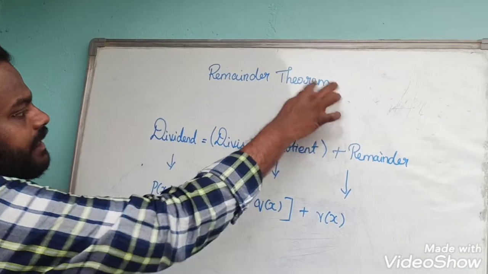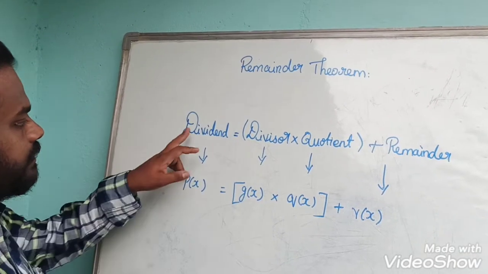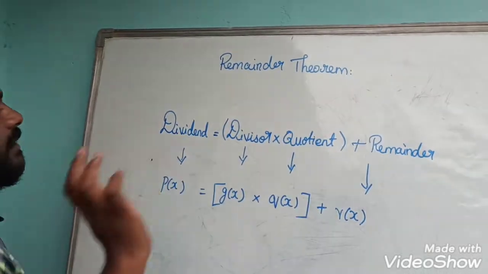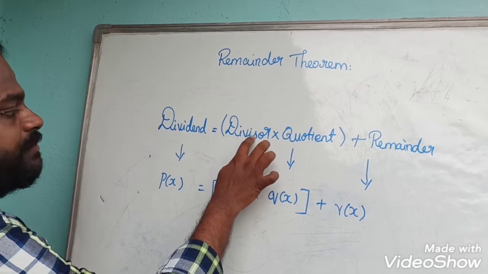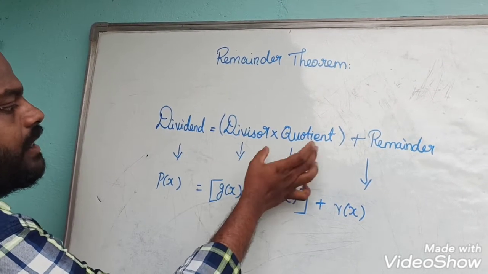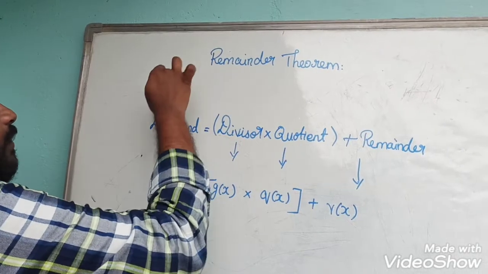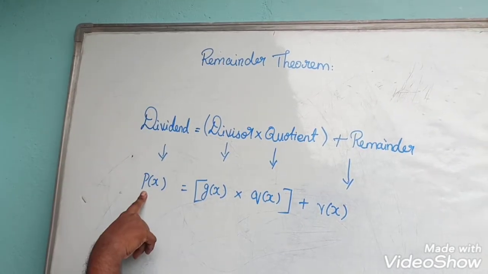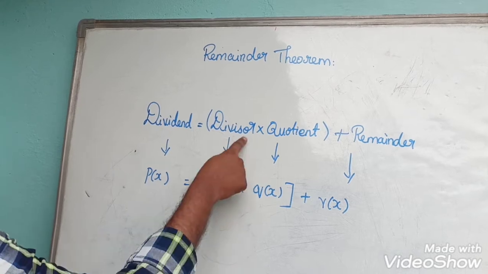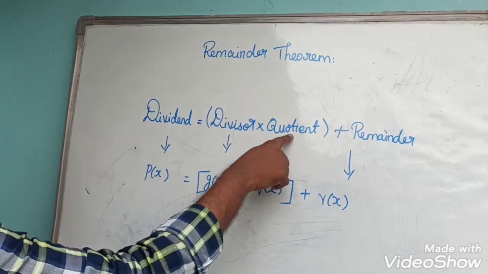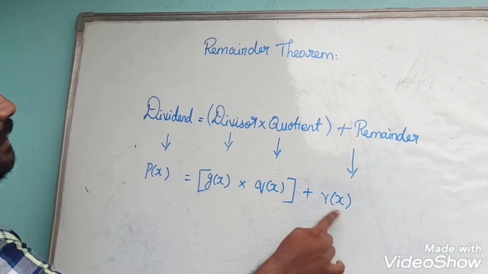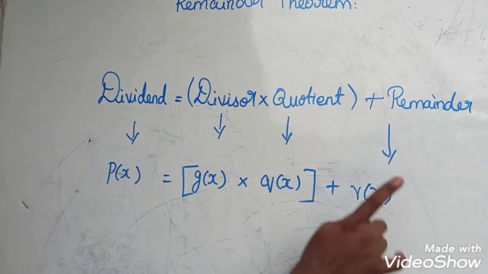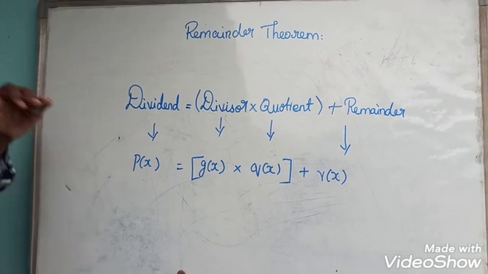Now we see the remainder theorem. The remainder theorem is nothing but dividend equals divisor into quotient plus remainder. So we multiply the divisor into the quotient and add the remainder, and we get the value of the dividend. So that's why I take the dividend as p of x, the divisor as g of x, the quotient q of x, and the remainder is r of x. So p of x equals g of x into q of x plus r of x. This is the division algorithm and remainder theorem.